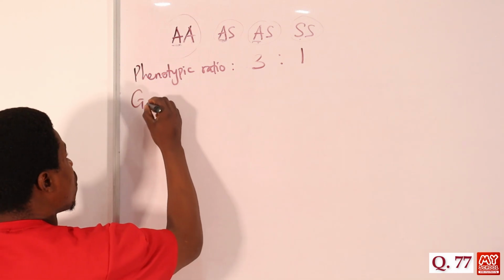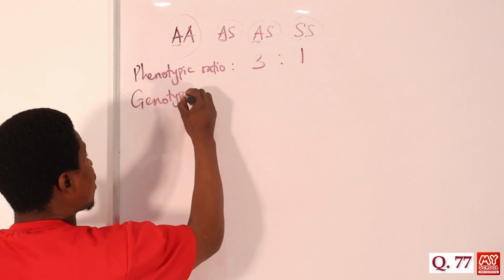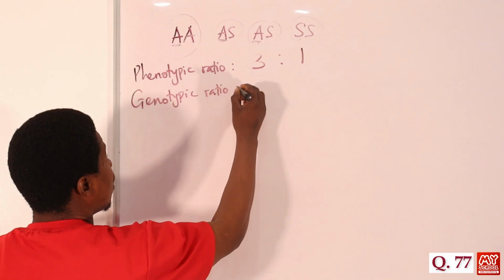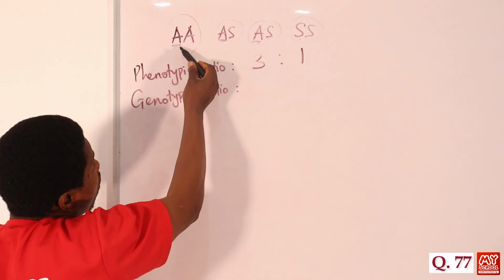But for the genotypic ratio, from genotype, how many homozygous A do we have?